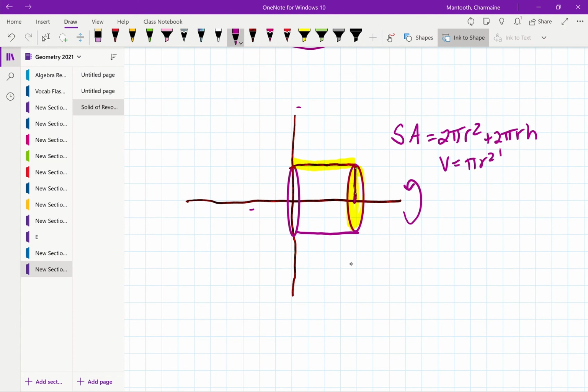And I could read the radius and the height. The radius is 2, the height is 4. I'm going to write those down. For when I rotate it about the x-axis, the radius is 2 and the height is 4, and I can plug into those formulas. What happens if I rotate this rectangle around the y-axis instead of the x-axis?